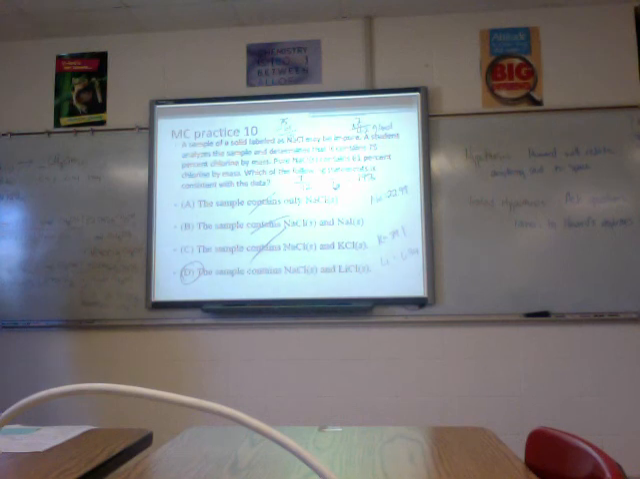Any questions about these multiple choice? In your textbook, after all of the problems that you have been working on, there is an AP review multiple choice section in your book. That would be my suggestion, to try to work through those without a calculator.